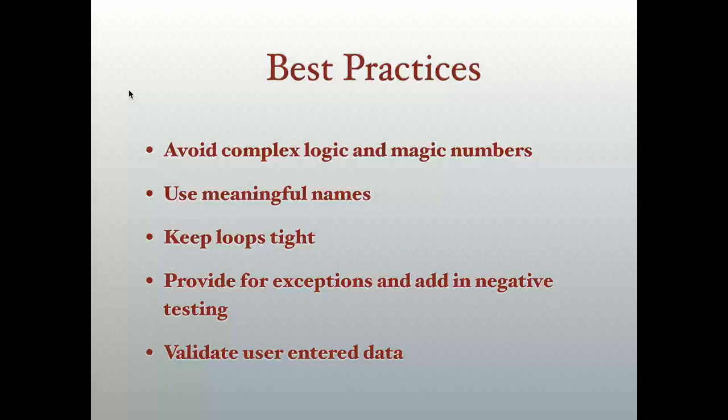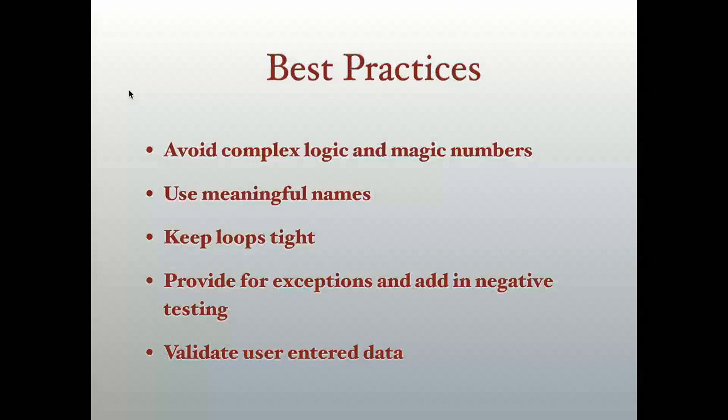Provide for exceptions and add in negative testing. Make sure that you've got exceptions, that you've got error handling, and as part of your coding and part of putting these classes together, that you test them for things that will generate those errors, that generate those exceptions, and to make sure they handle things correctly. That's just key in object-oriented programming.